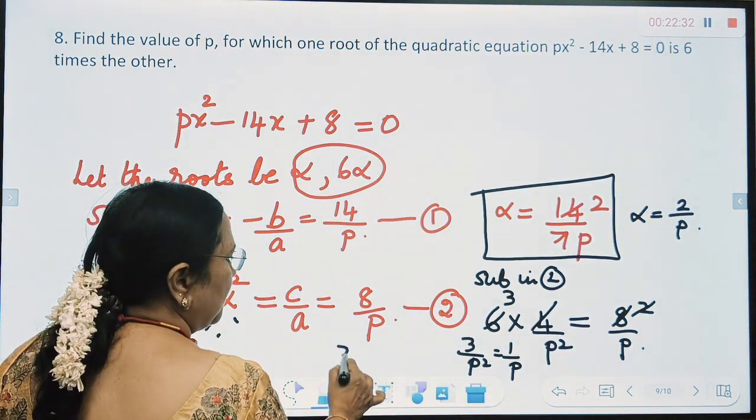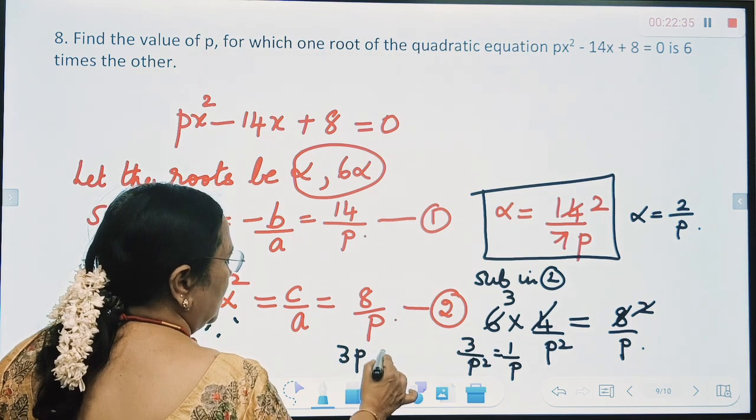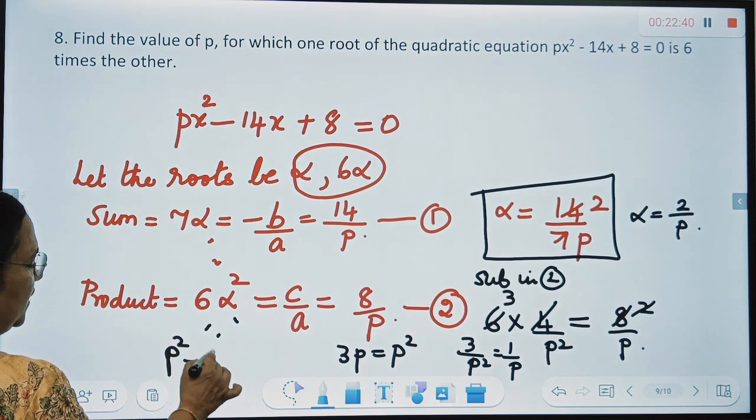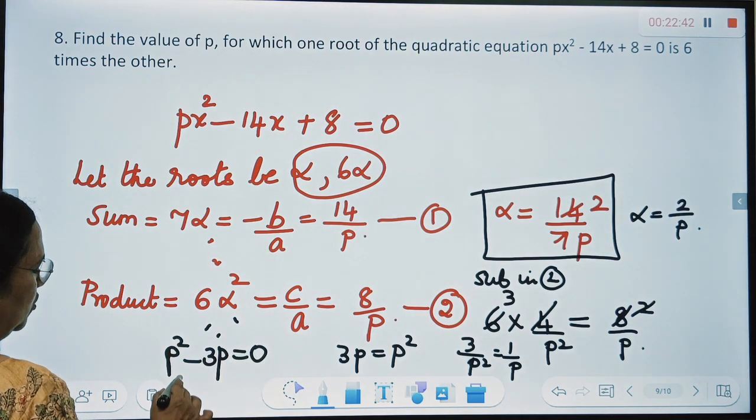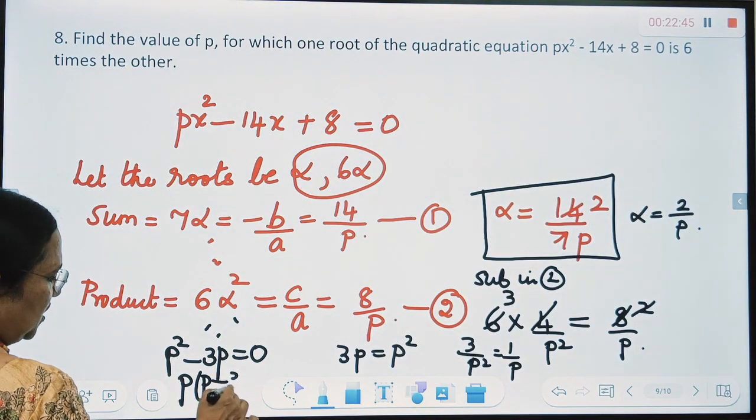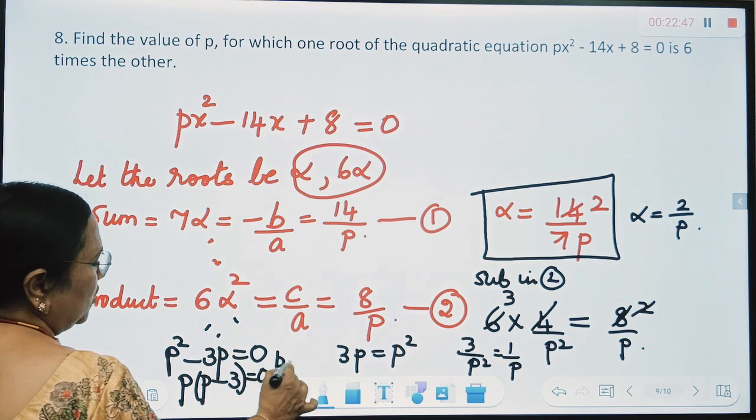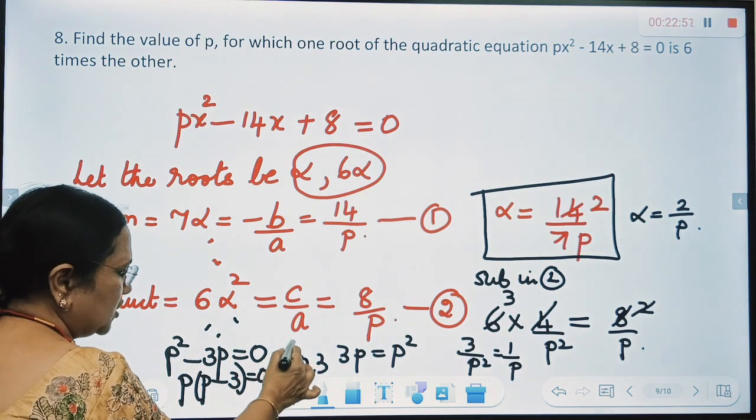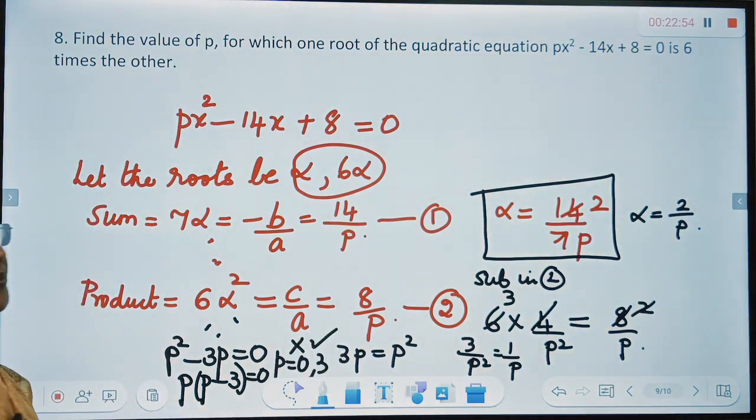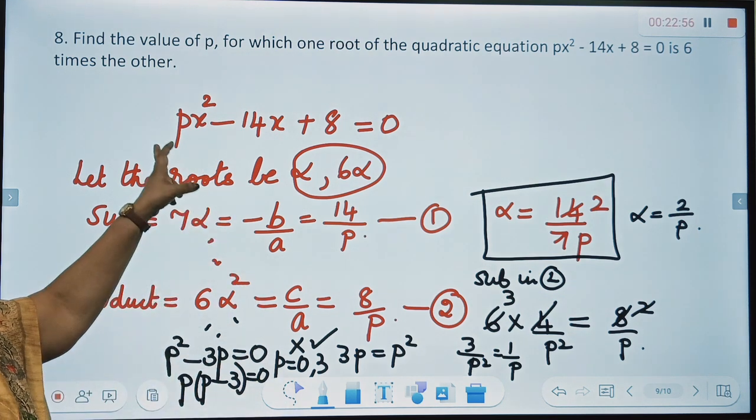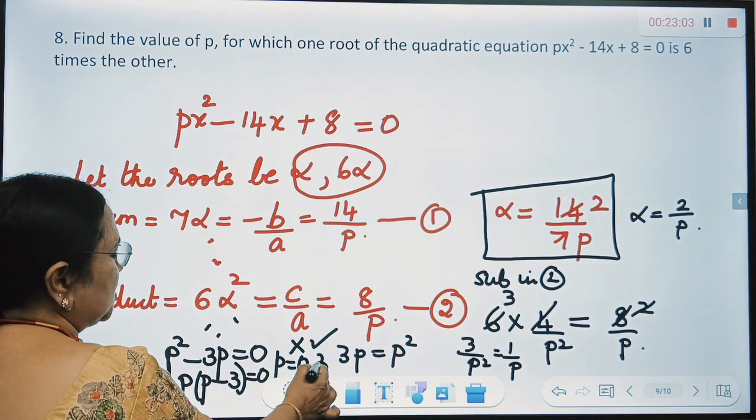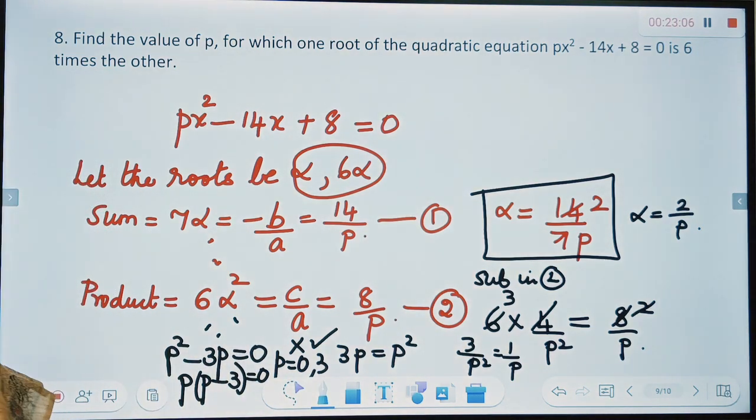Okay, cross multiplying, 3p equal to p square, which implies p square minus 3p equal to 0. P into p minus 3 equal to 0. So p equal to 0 or 3. But if p is 0, it will not be a quadratic equation. So it's not possible. P can only be 3. Why? Because if p was 0, it will cease to be a quadratic equation. But it is given that it is a quadratic. So which value of p will be satisfied? Only the value of p equal to 3.